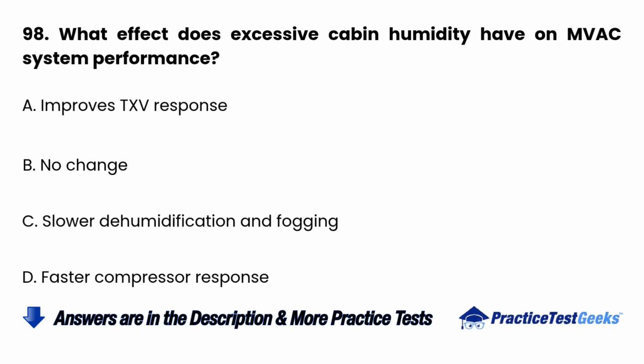98. What effect does excessive cabin humidity have on MVAC system performance? A. Improves TXV response. B. No change. C. Slower dehumidification and fogging. D. Faster compressor response.